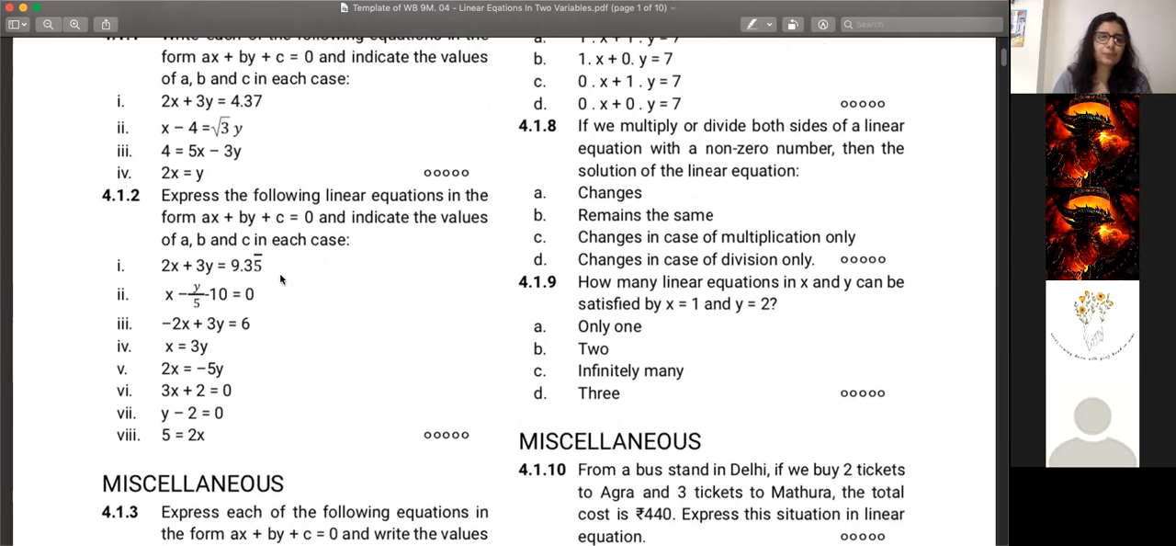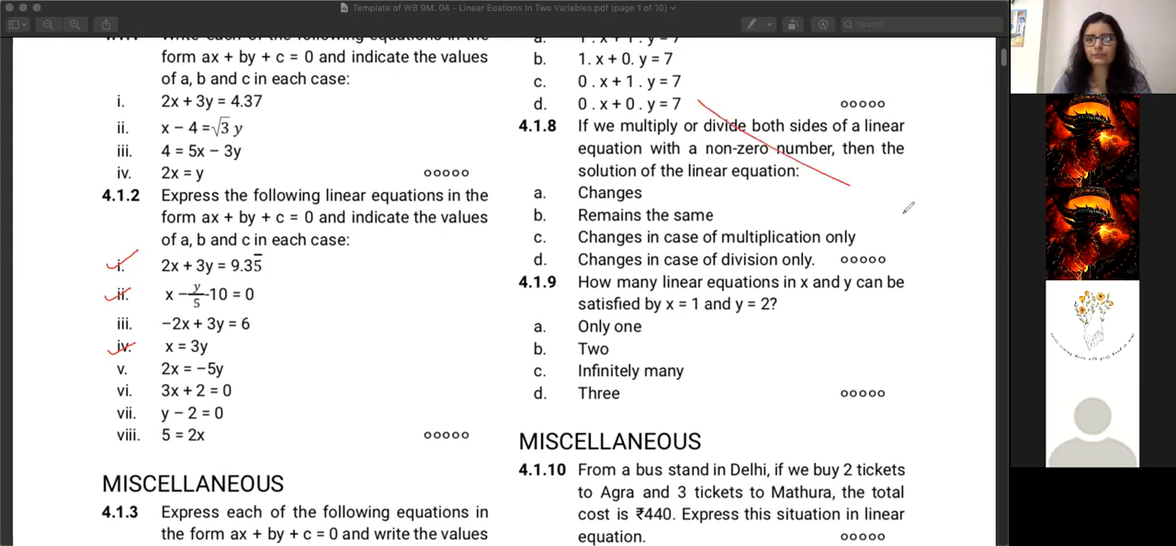Okay, so 4.1.2. If you express any linear equation in the form ax plus by plus c equal to 0, you need to identify what is a, what is b, what is c in each of these cases. In this, do question numbers 1, 2, and 4. Yeah, these three. Just send a equal to what, b equal to what, c equal to what.